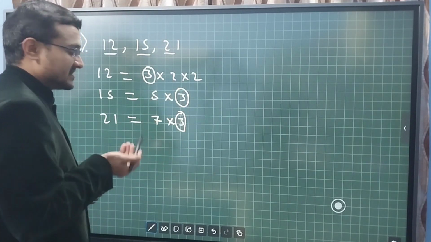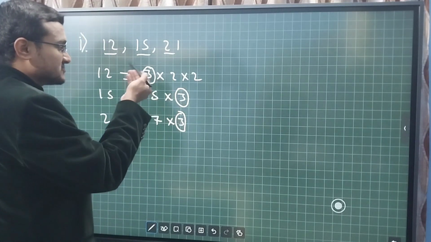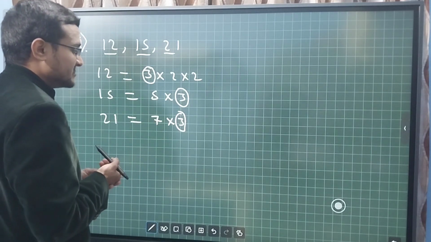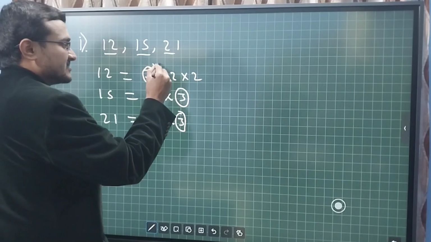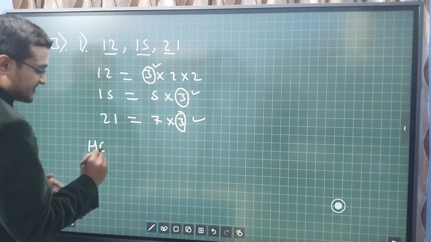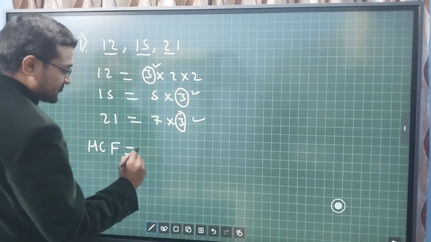And here 2 is not there in 15 and 21. And 5 is not there in 12. 7 is not there in 15 and 12. So that means here the only common factor in all these three is 3. So that's why HCF will be equal to 3.